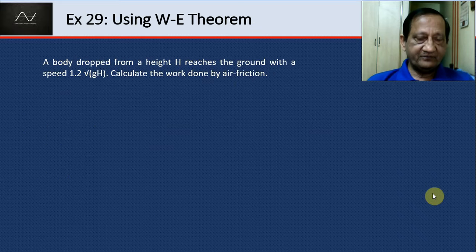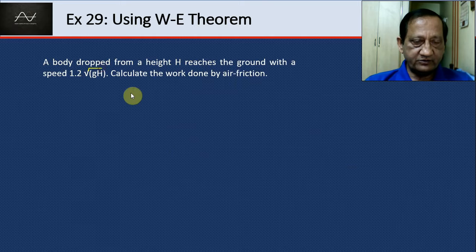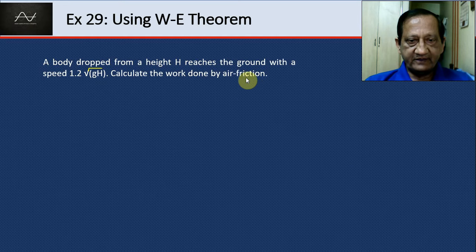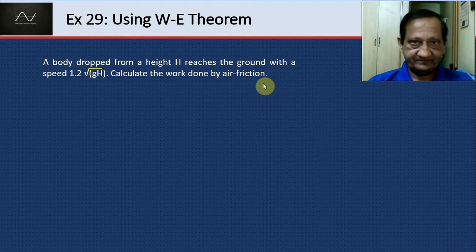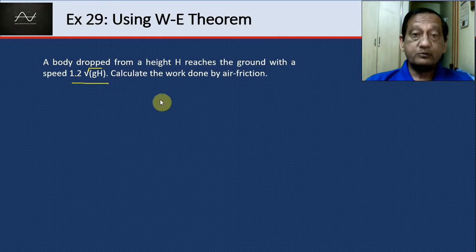Finally, if a body dropped from a height capital H reaches the ground with a speed 1.2 times root gh, what is the work done by air friction? As you know, if there's no air resistance, then it would hit the ground with the speed of root 2gh. But now it is not root 2gh, it is less than that. If you take 1.2 inside, it will become 1.44. So it is root 1.44 gh, which is not root 2gh.